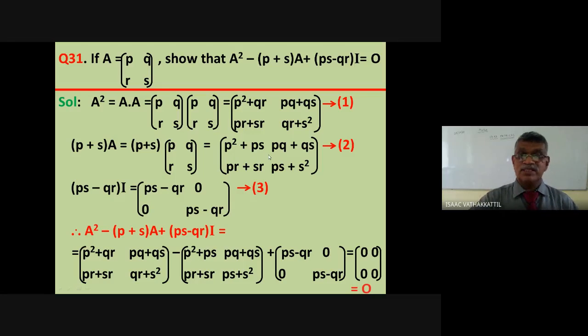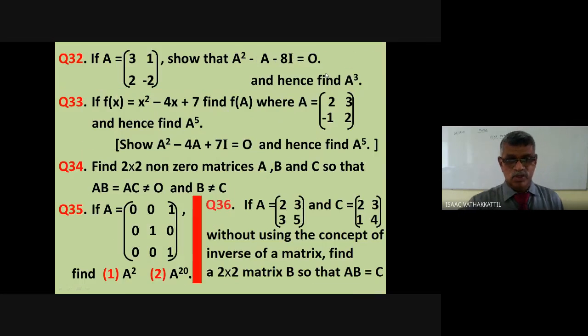You can keep in your mind. This is not to be asked as a formula, but in case you need to encounter it in some MCQ somewhere, if A is equal to [[P, Q], [R, S]], then A squared minus (P plus S) into A plus (PS minus QR) into I equals 0. You are going to have a few questions here. First of all, A is equal to [[3, 1], [2, minus 2]]. Show that A squared minus A minus 8I equal to 0 matrix, and hence find A cube.